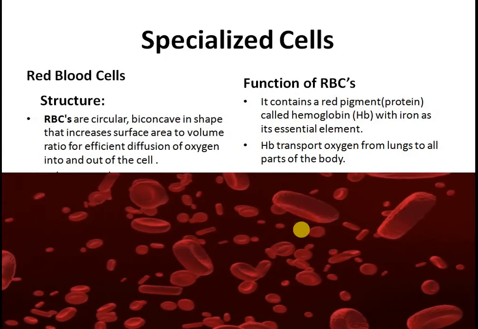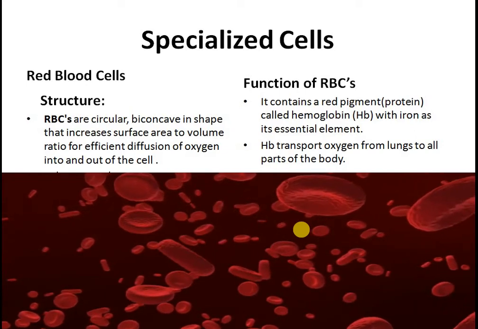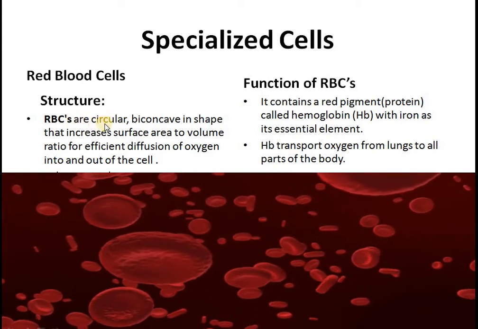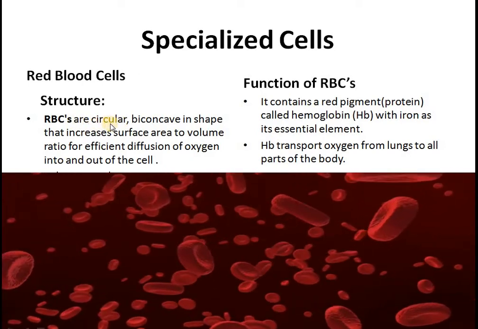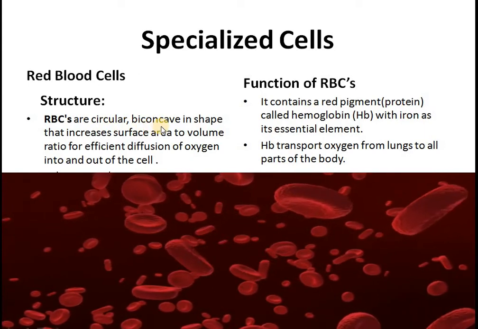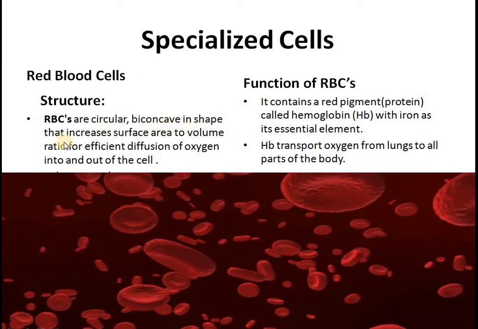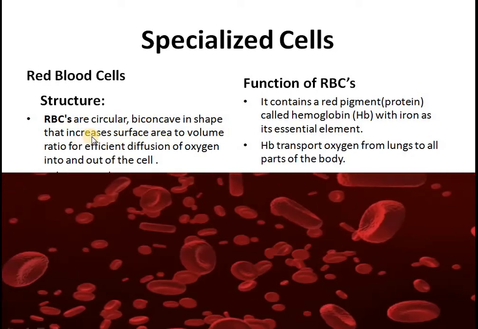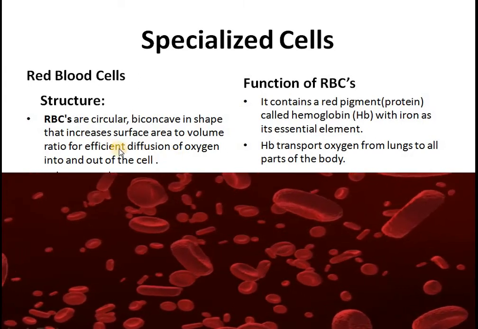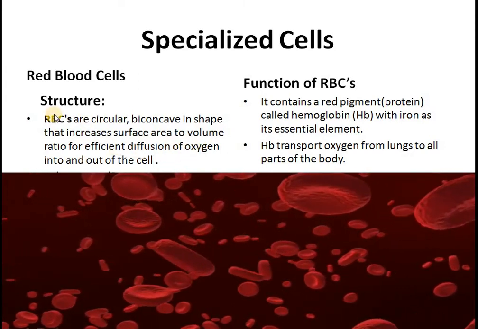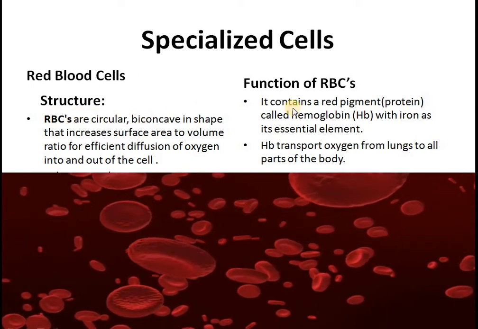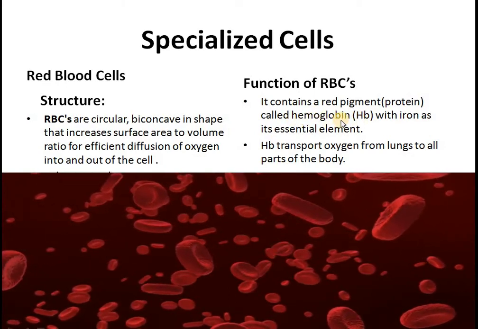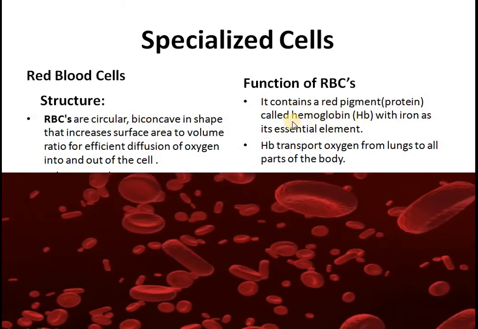Okay, these are some specialized cells we now have to discuss. First one is RBC, or red blood cell. You might know their structure from before, but I'm repeating it here. They are circular. They are biconcave in shape, and being biconcave facilitates them to have more surface area. More surface area means that they can transport more oxygen. Oxygen is transported by RBCs because they have a protein called hemoglobin. Hemoglobin is actually the carrier of oxygen, and this is present on the surface of RBCs.